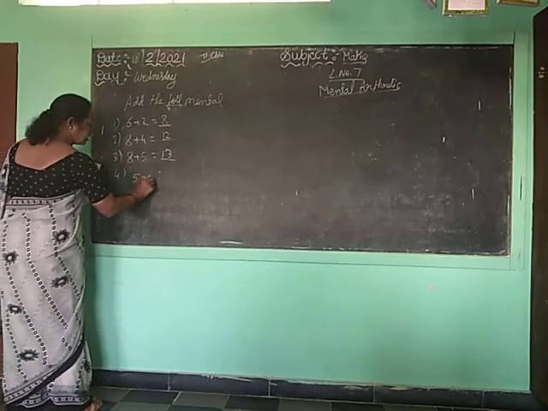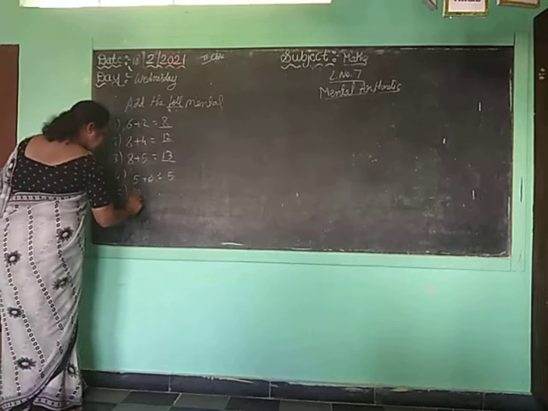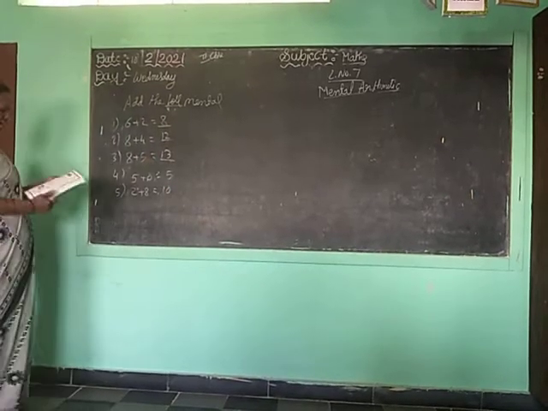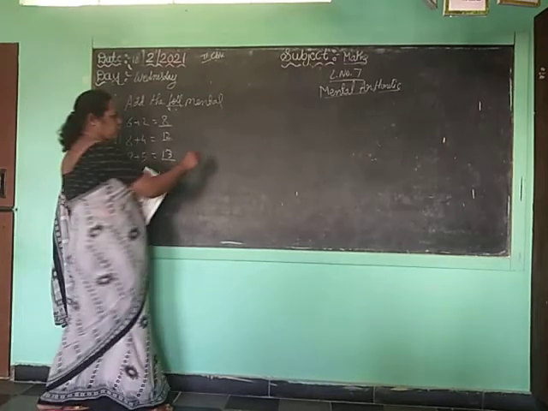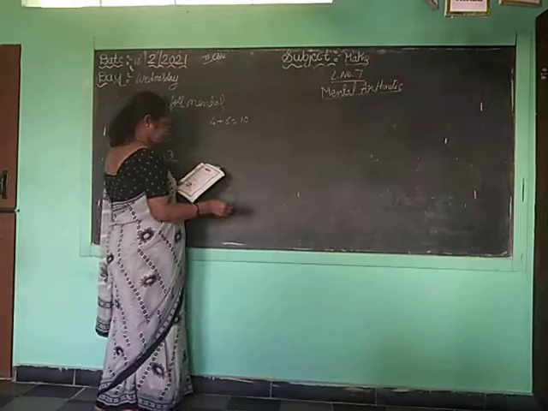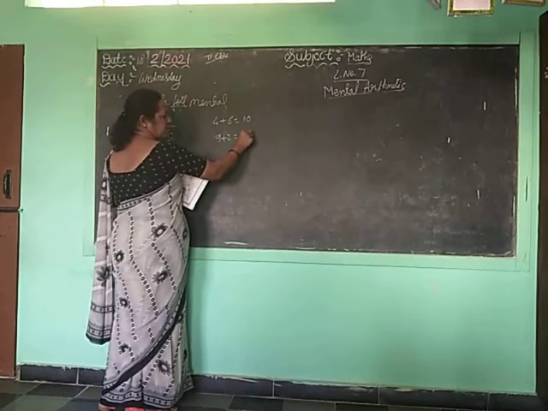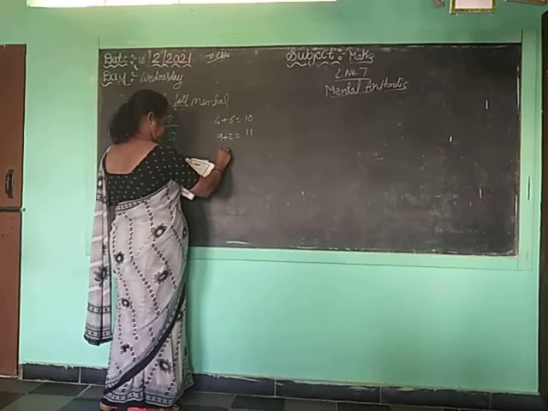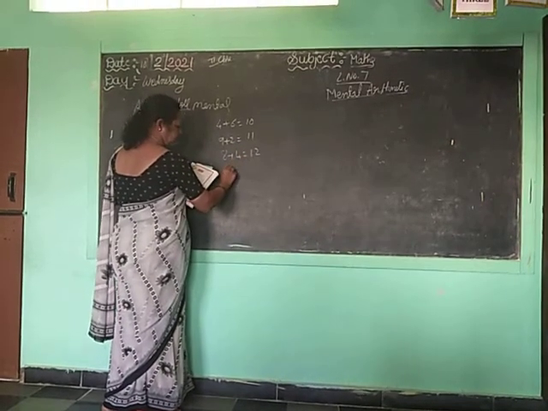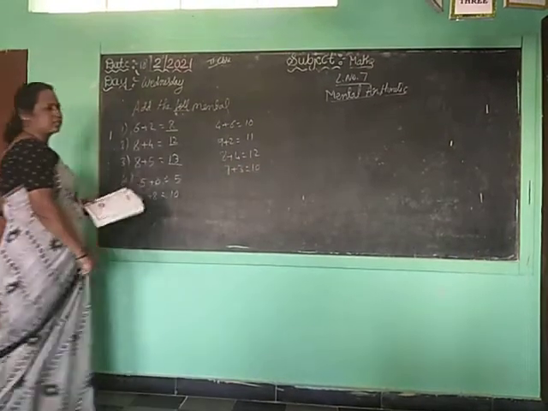5 plus 0 is 5. 2 plus 8. If you add 2 to 8, how much? 10. Like that you have to answer. 4 plus 6? 10. 9 plus 2? 11. 8 plus 4? 12. 7 plus 3? 10. Okay, children?